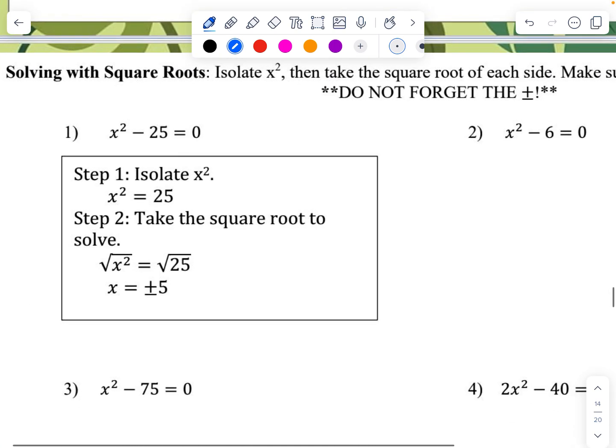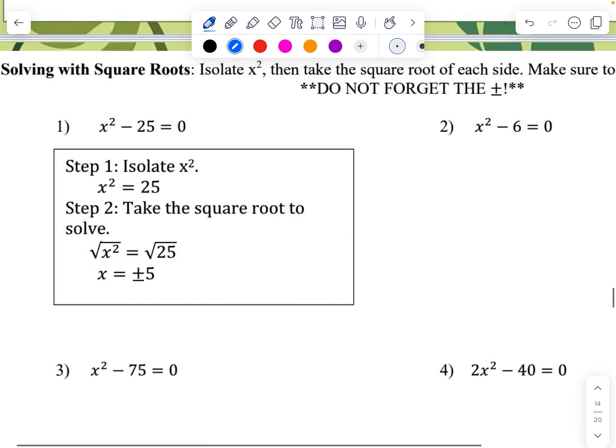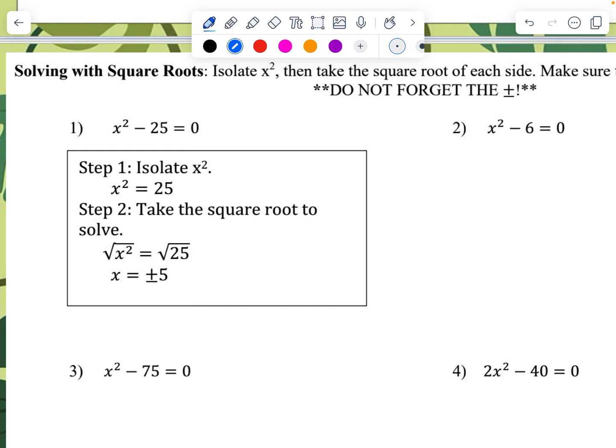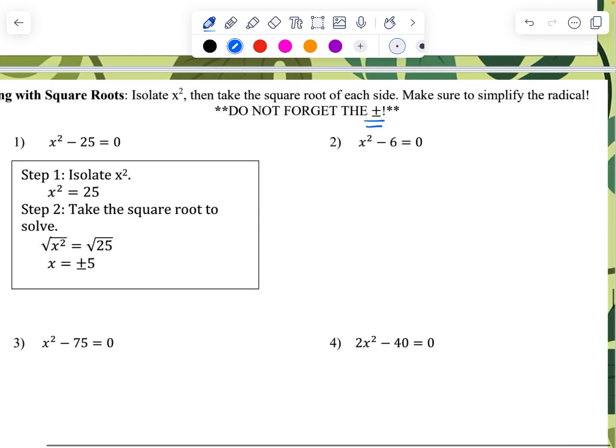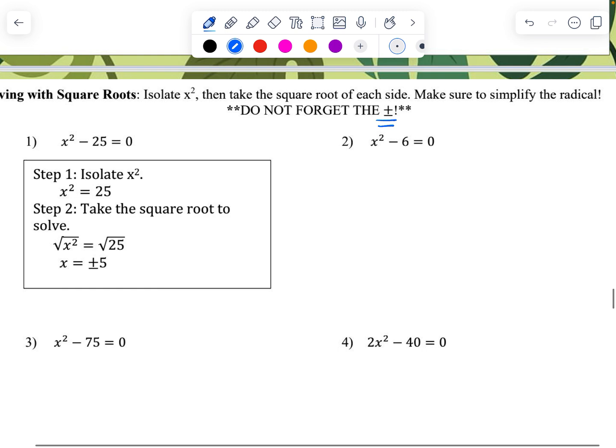The second way we're going to solve polynomials today is solving with square roots. Our method for that is to isolate that x squared and then take the square root of both sides. Make sure that you don't forget the plus or minus. Whenever we take the square root of both sides, we have a solution that is both positive and negative. And also, if you can simplify a radical, you have to simplify the radical. That's why we did that warm-up today.